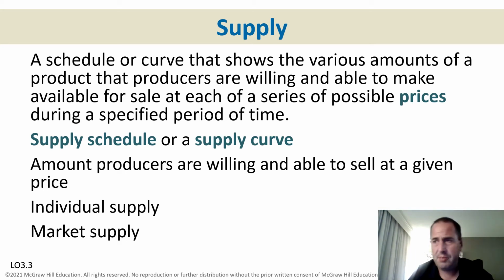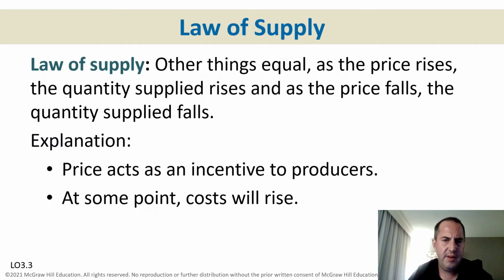There's an individual supply, just like the demand, and there's a market supply, again just like the demand. Law of supply: other things equal, as the price rises, the quantity supplied rises, and as the price falls, the quantity supplied falls. Explanation: prices act as an incentive to producers, right?